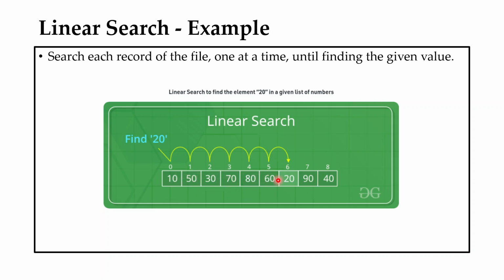In the best case, if 20 is in the first position itself, I will get the data with the very first comparison. So the best case is order of 1 and the worst case is order of n. Suppose 20 is at the last position; then I have to compare all the data one by one, and only at the last will I find it. So the worst case is order of n and the best case is order of 1.